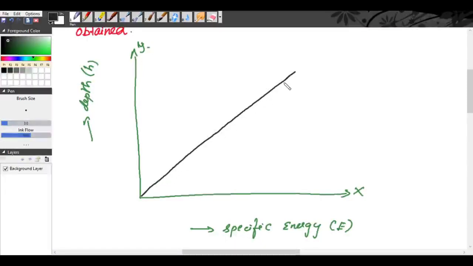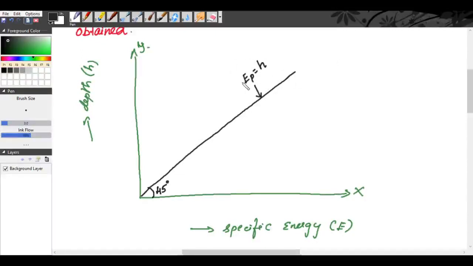Okay. So, this line represents H, that is the potential energy EP, that is equal to H. This makes an angle of 45 degrees with the horizontal. Our aim is, for different values of H, to find the specific energy. So, now we have varied the values of H.